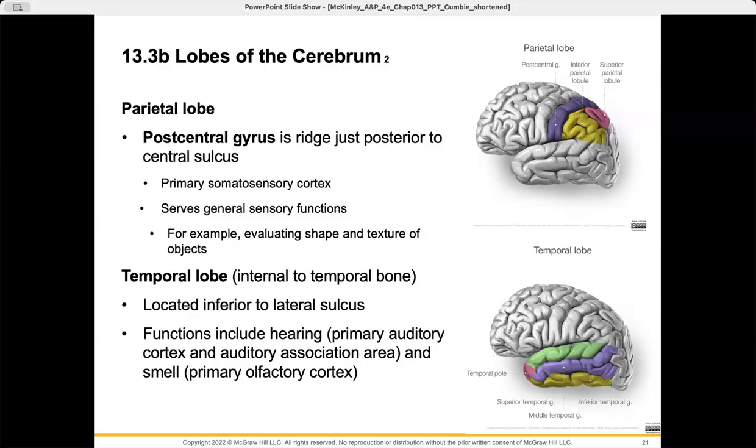For the temporal lobe that we have here, separated by this lateral sulcus, we have a few functional areas. We have our primary auditory cortex and auditory association area for hearing. It's not surprising, since we know the temporal bone has your ear canal in it. And we also have areas for smell, your primary olfactory cortex.